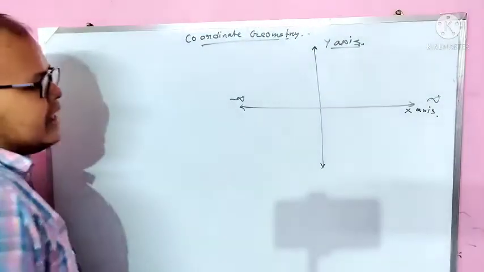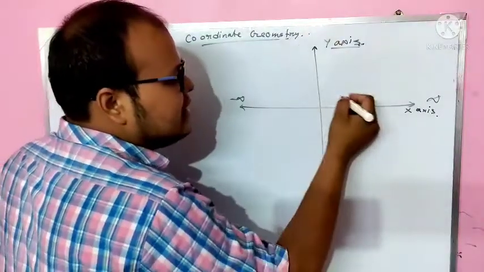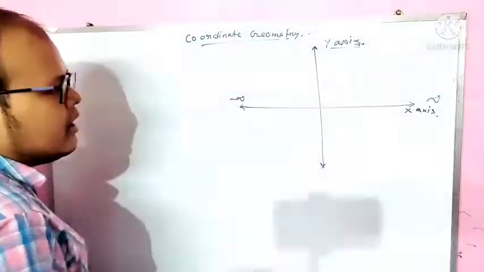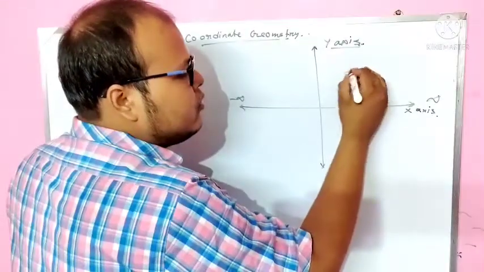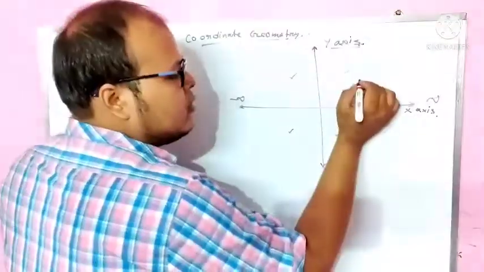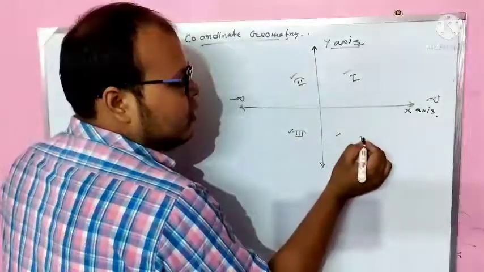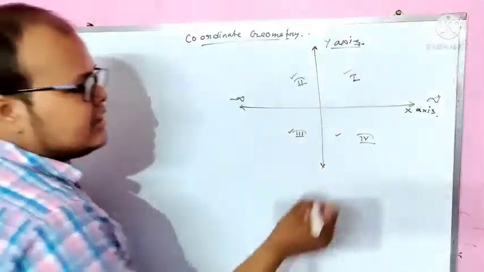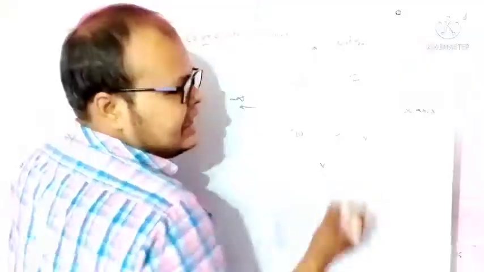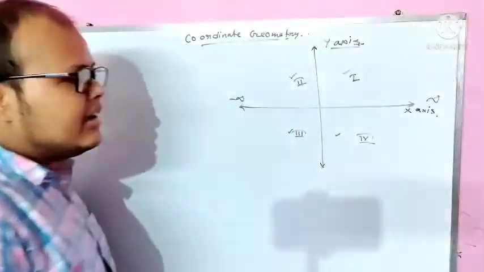Now in this plane you can see these two lines are dividing the whole plane into four quadrants. These four quadrants are named 1, 2, 3 and 4. And the axis x contains the real values.